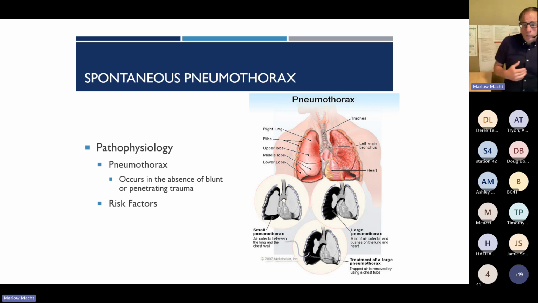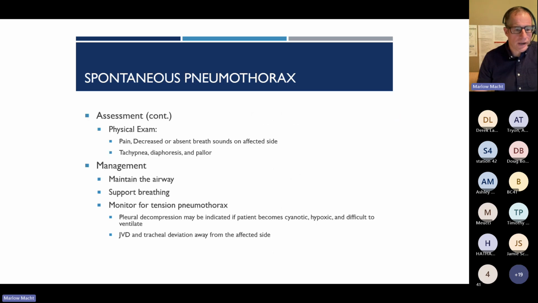Okay. We're going to move on to talk about spontaneous pneumothorax. In the absence of trauma, a patient suddenly develops a pneumothorax. The risk factors for spontaneous pneumothorax: they're slightly more common in males, and more common in patients that are tall and thin.